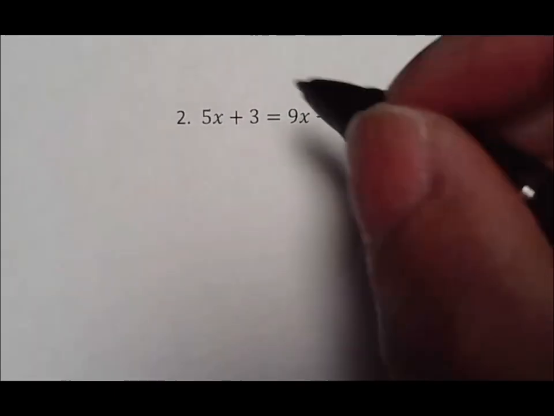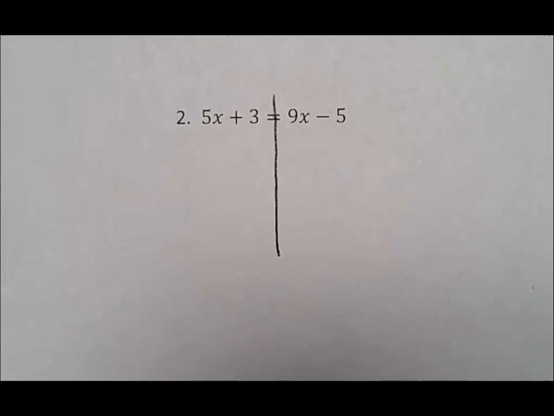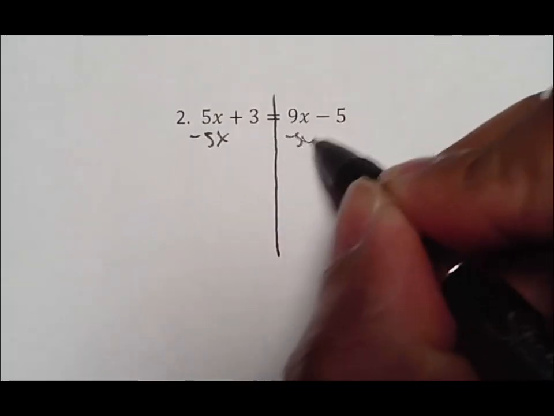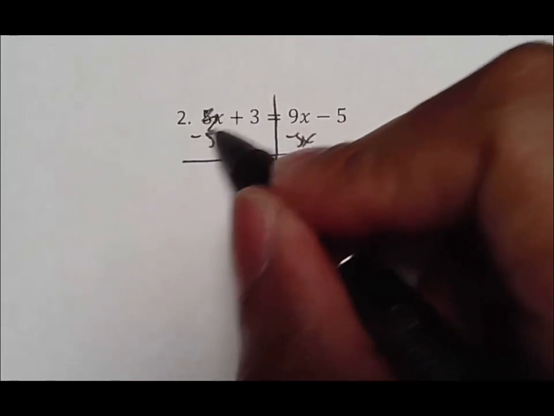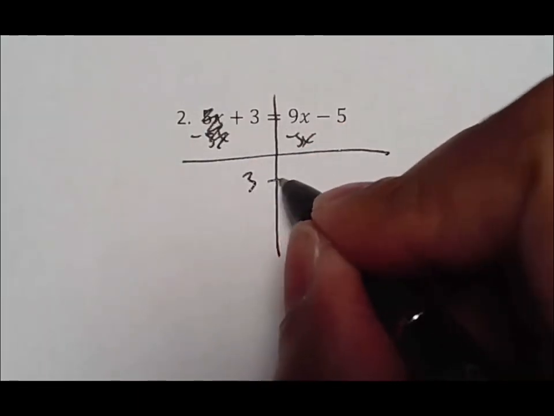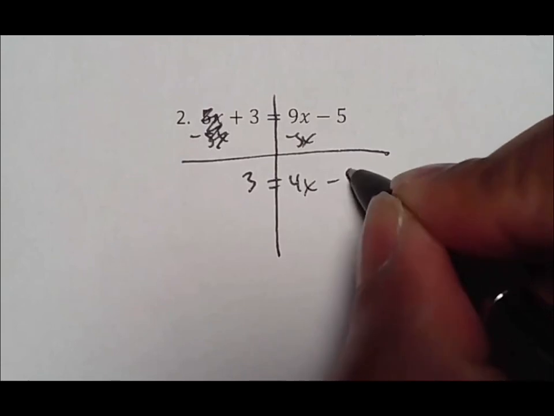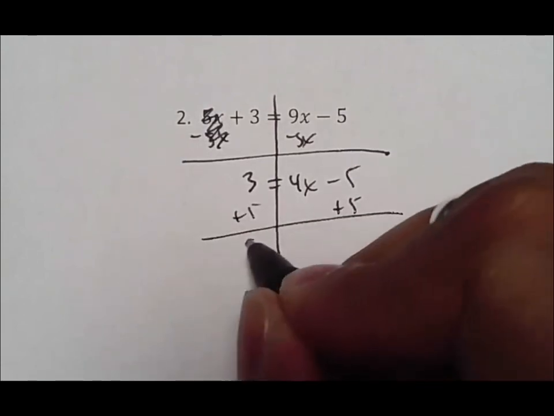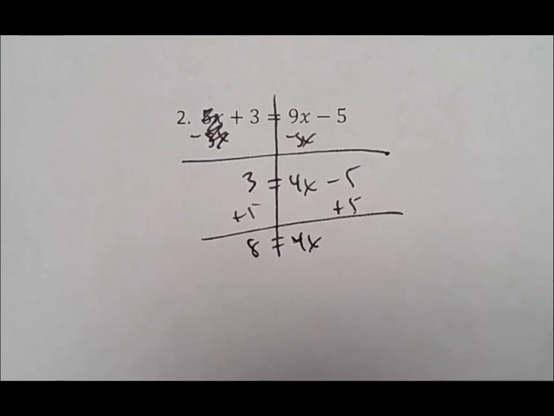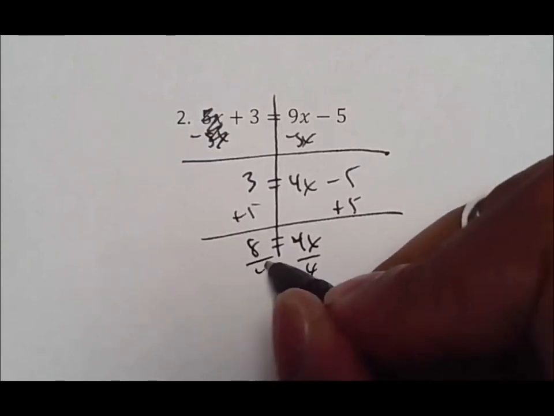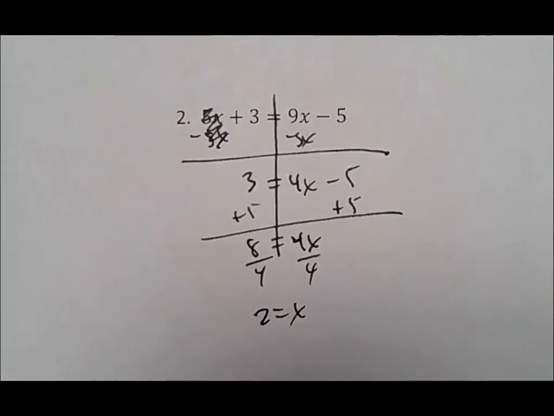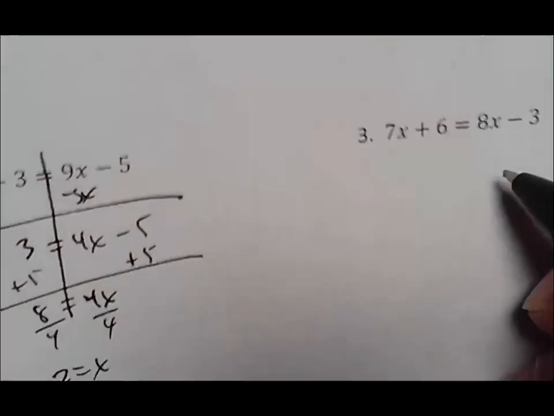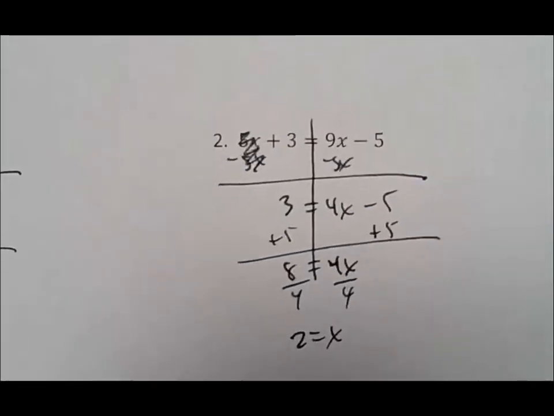Pause and rewind as you need to. On this one, 5x is over here, so we subtract 5x, subtract 5x. This absolutely goes away, bringing down 3, bringing down 4x minus 5. From there, you add 5, 8 equals 4x, divide by 4, and 2 is equal to x. I don't need you to do number 3, so just go ahead and scribble that out.